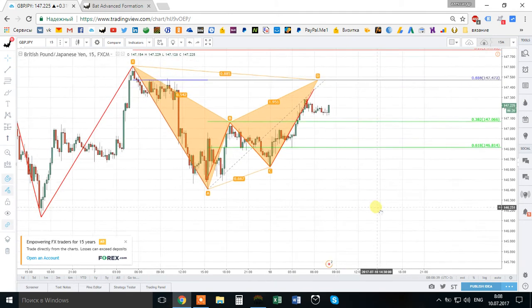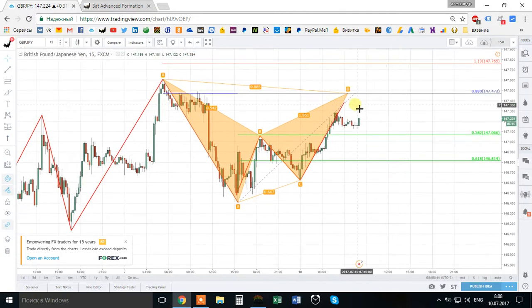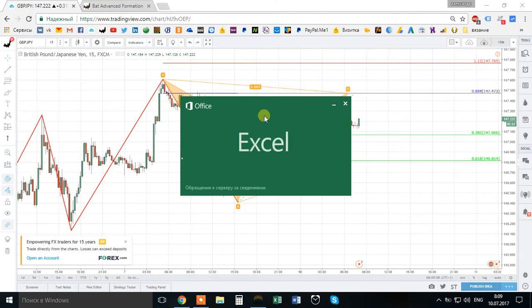Okay, and now I will show you how you should decide if the pattern is going to work or not. By itself, if you trade those patterns, regardless of the price action within the CD leg, they are about 55% accurate, 55 to 58, depending on the pair. Let me go to my Excel spreadsheet. Pound yen, bat patterns.